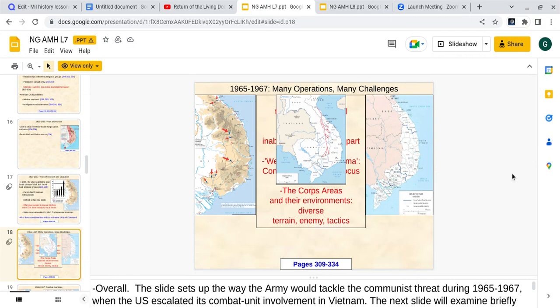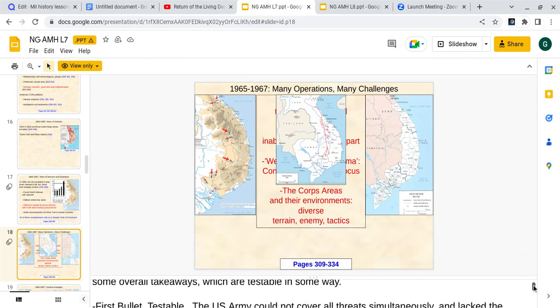Alright, so for this slide, what's important to know, it's hard to see the slide because this picture is blocking what's in red, but basically know that all the areas that they were fighting in all had different enemies, different terrain, different environments, and therefore they all required different tactics.